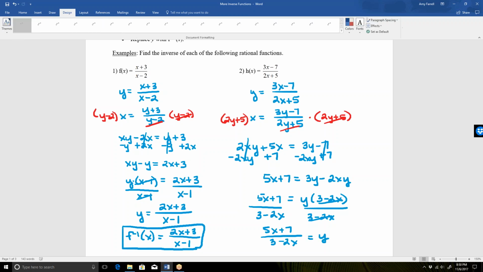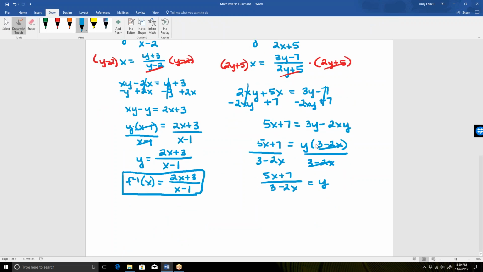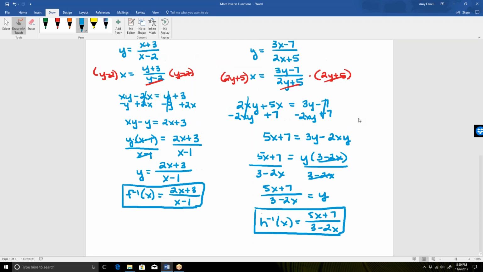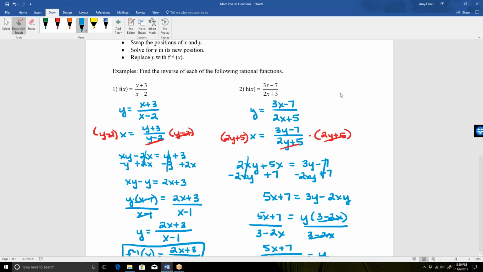All right, and this means that h inverse of x is (5x + 7)/(3 - 2x). Okay, now before I move on to the next topic of domain and range, I just want to remind you of how I like to check my answers to make sure that I haven't made any silly math errors.